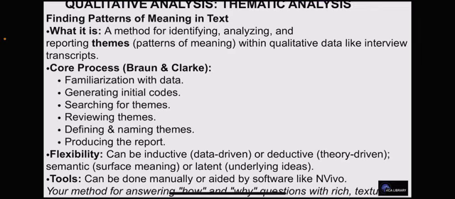Now, when we're talking about flexibility in qualitative analysis, it can be inductive, that is, data driven, or deductive, which is theory driven.